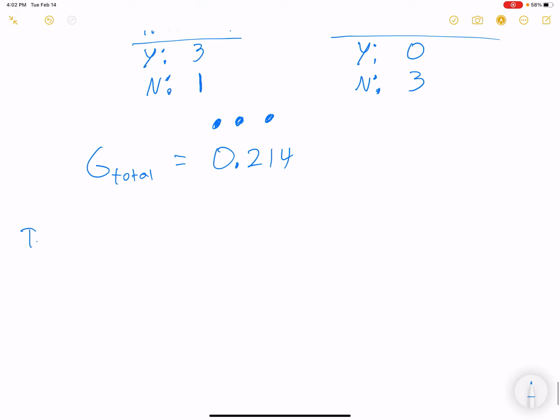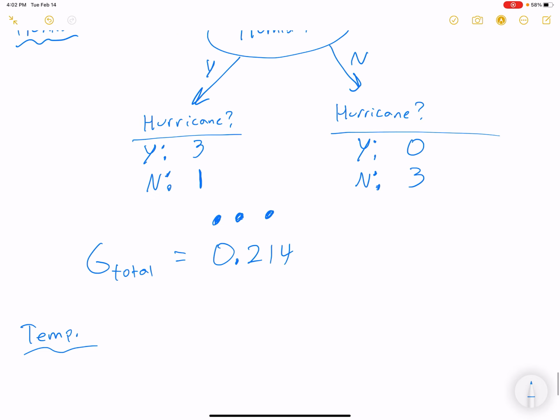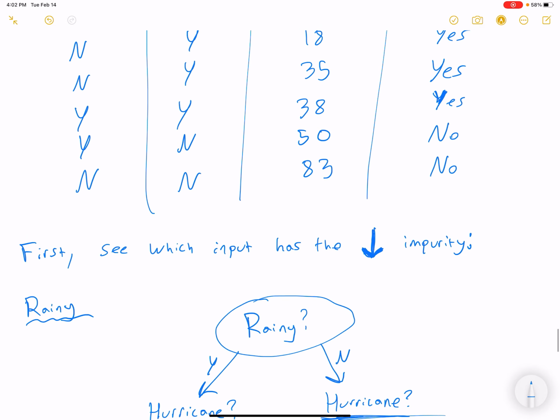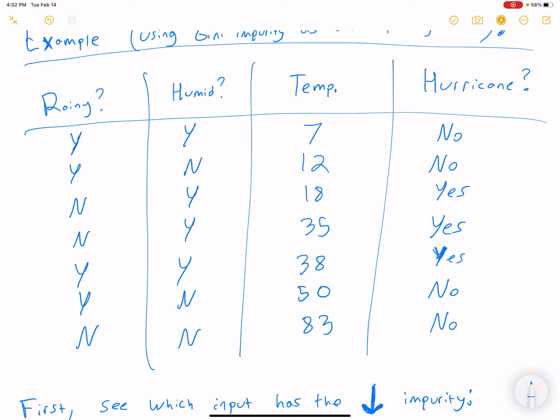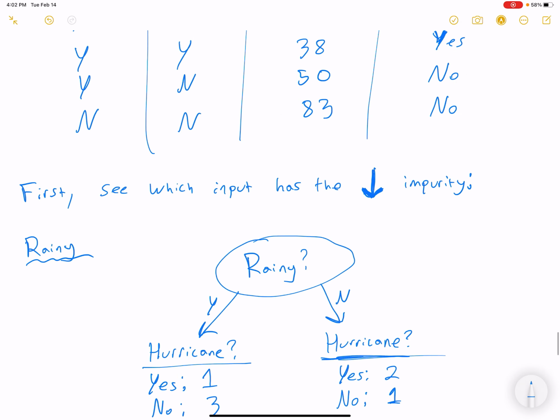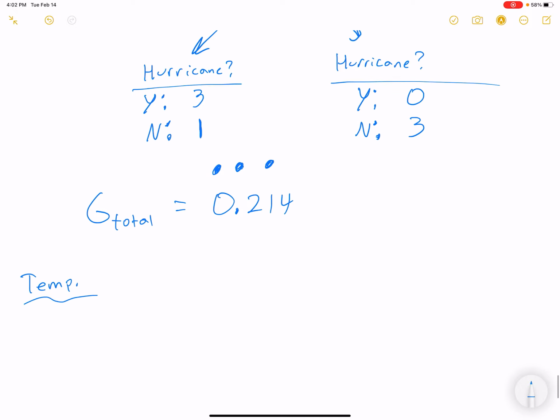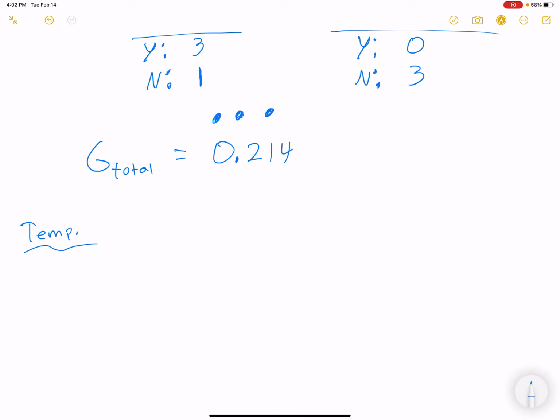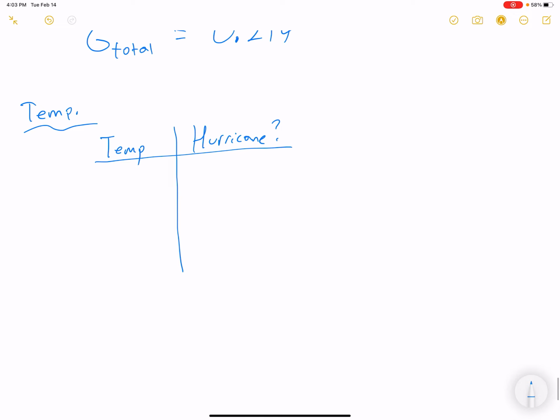Finally, we're going to do this on temperature. And temperature is a little different than the first two because the first two are categorical variables, yes or no. Temperature is a continuous variable. So what we do in this case is we want to look at just the temperature with respect to hurricane columns. And we're going to calculate many Gini impurities.